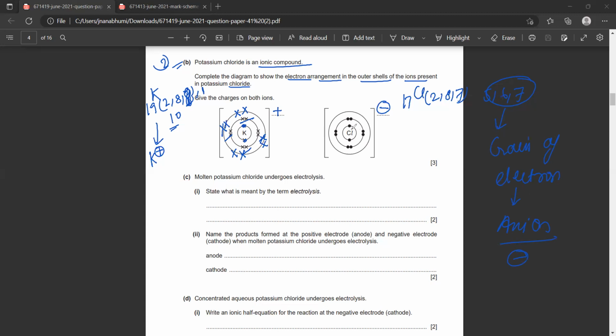So this is the first orbit of chlorine. So 2 electrons are there. The second orbit contains 8 electrons. So pairing of 2 is there. So 8 is there. So in the last orbit, how many electrons are there in total? 1, 2, 3, 4, 5, 6, 7, 8. So this one electron is coming from the potassium. So this will be a plus cross and this will be dotted. So a minus charge is there. So it is of 3 marks. So write up to this point.